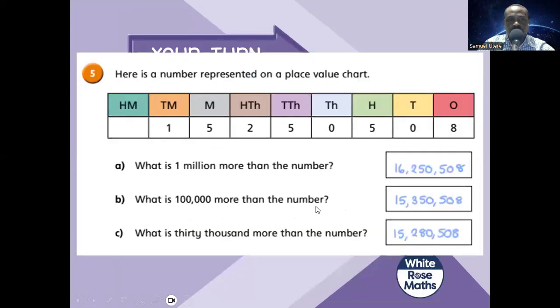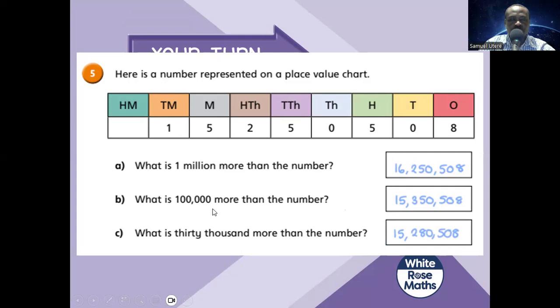Okay, question 5. Here you were asked, here is a number represented on a place value chart. What is 1 million more than the number? 1 million more than a number means you need to add 1 million here. You see, that will now be 6, right? And then everything stays the same.